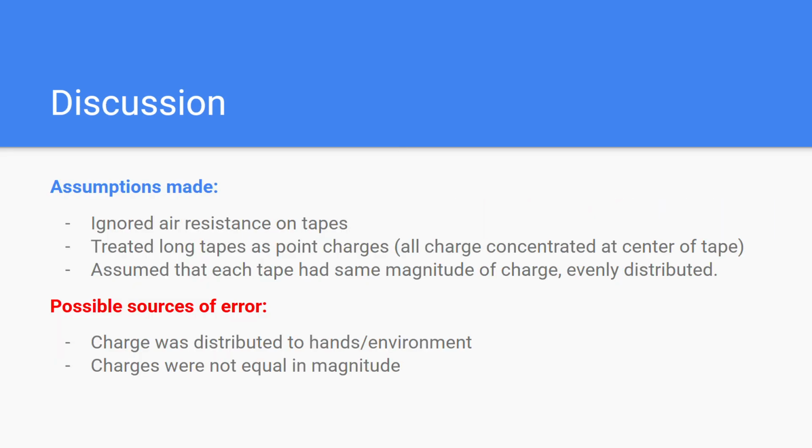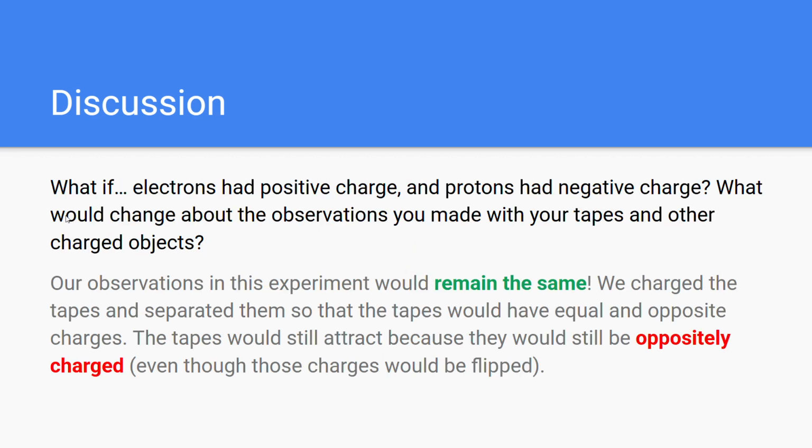Some assumptions that we made using this model were that we ignored air resistance on the tapes, and we just accounted for gravitational force. We treated the long tapes as point charges, with all the charge concentrated at the center of the tape, and we assumed that each tape had the same magnitude of charge evenly distributed. Some sources of error could have been if the charge was distributed to the hands or the environment and not actually all remaining on the tape, or the charges were not equal in magnitude.